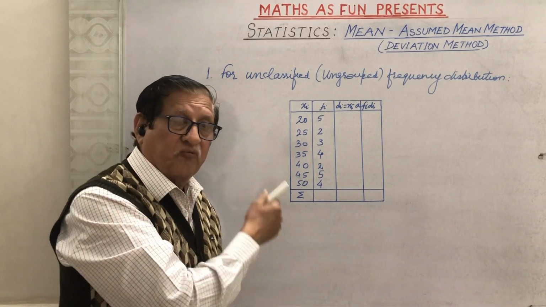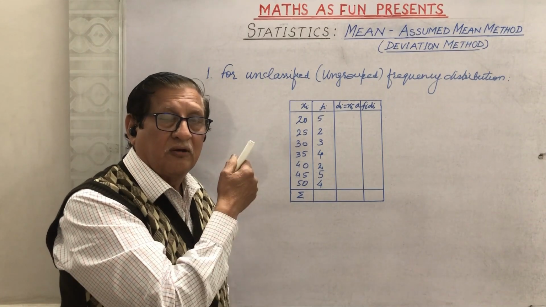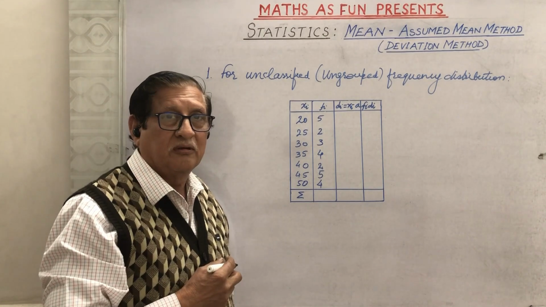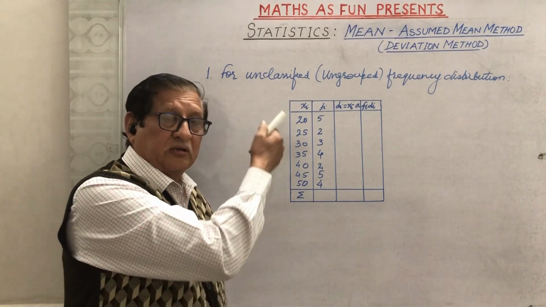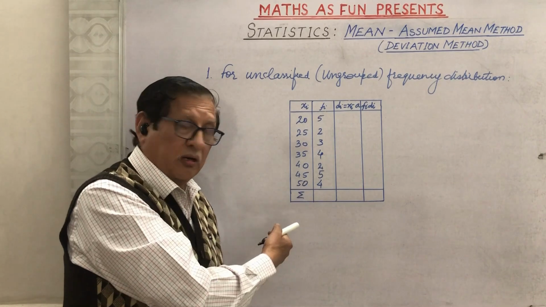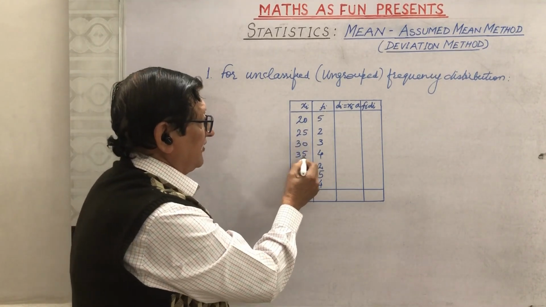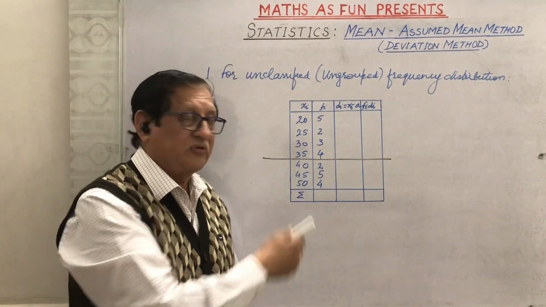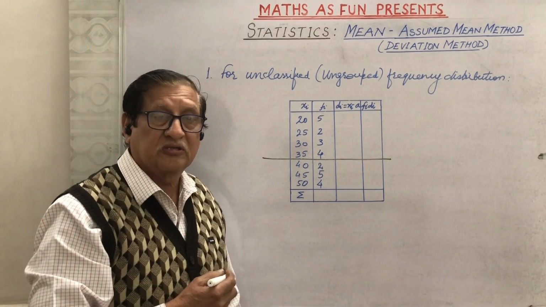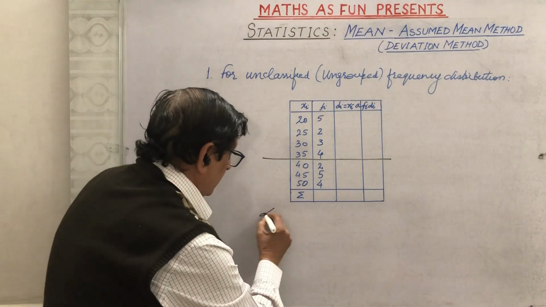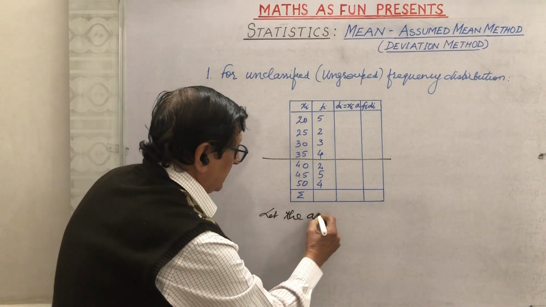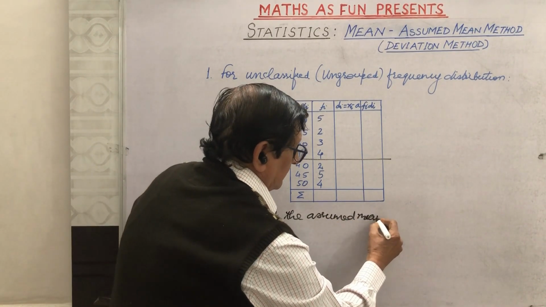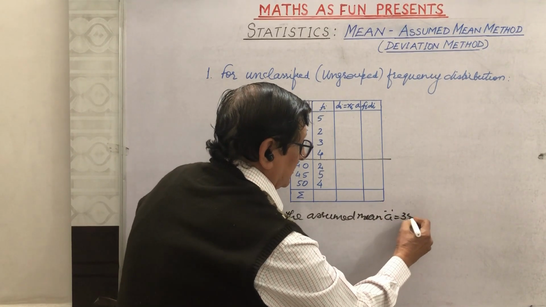Next step, we have to assume one arbitrary number as the mean. As I told you, we will take somewhere in the middle or near the middle. Suppose we take it as 35. If we take it as 35, we underline this so that we remember, yes, this is 35, we have taken as the assumed mean. And we write here, let the assumed mean be A, that is equal to 35.